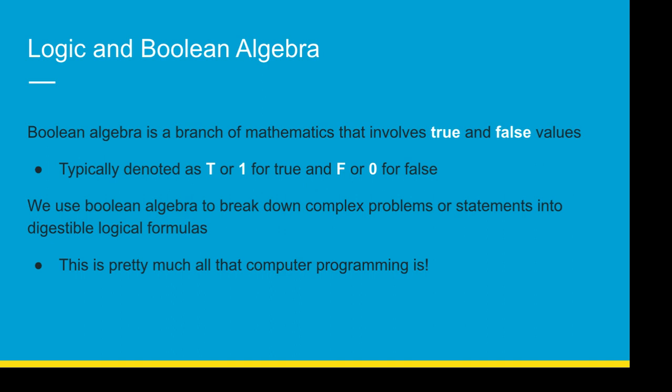Okay. So we use Boolean algebra to break down complex problems or statements into digestible logical formulas, and that's really all that computer programming is. That's it. It's all ones and zeros. It's all trues and falses.